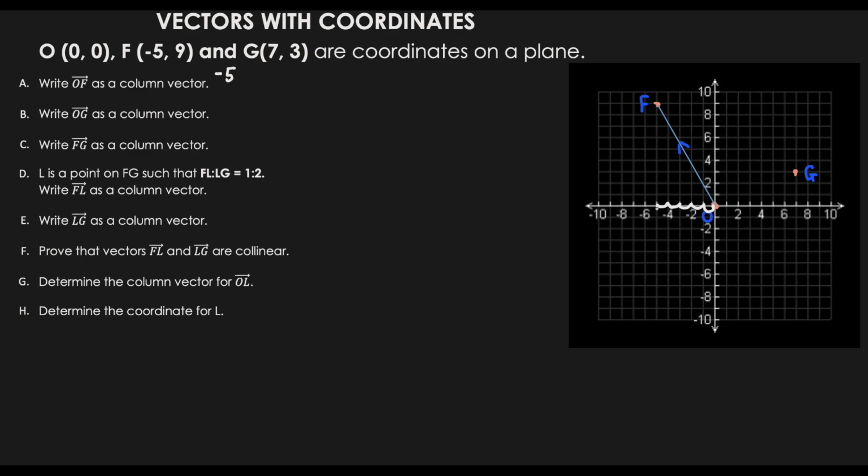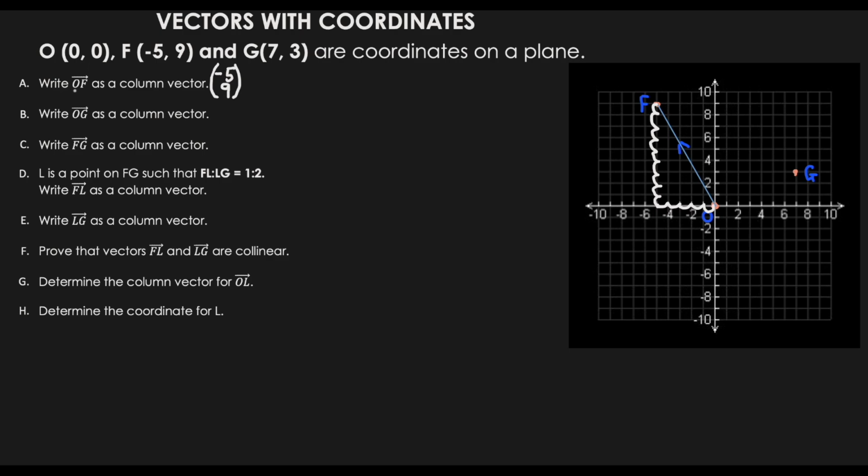Now I have to go up. Going up is positive and going down is negative. 2, 3, 4, 5, 6, 7, 8, 9. So going up is 9. Alright, so this as a column vector would be -5, 9.